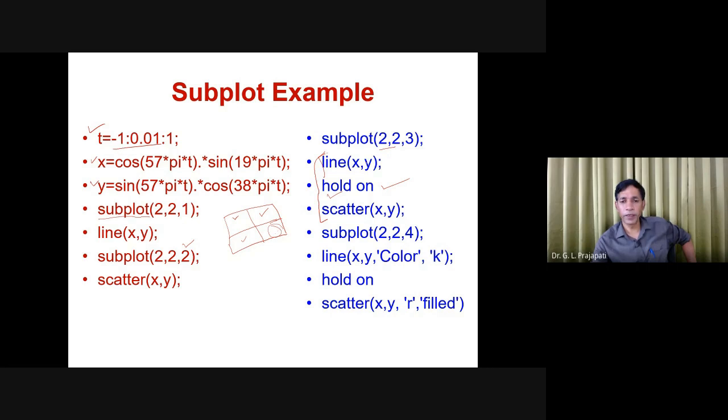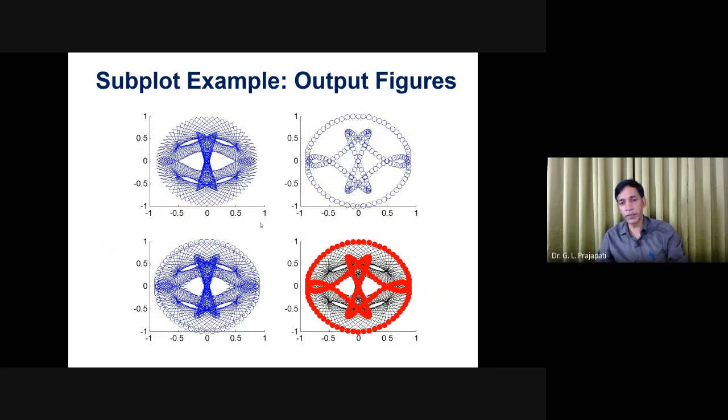So see here line XY and scatter. So here you are not going to fill, but here you are going to fill this thing. So the fourth graph you will find the filled one. In this you will not find the filled one. Here you will have the line, and here you have the scatter. So once you execute this, you will get the answer like this.